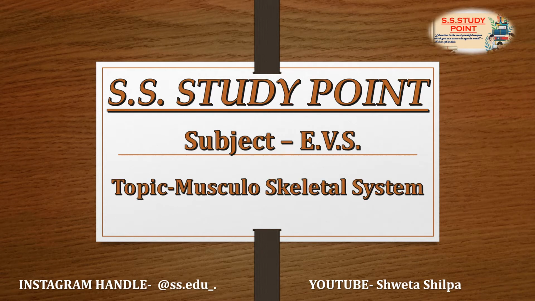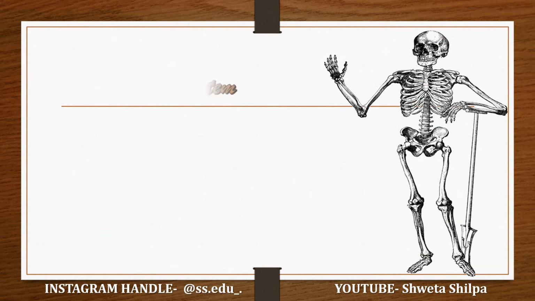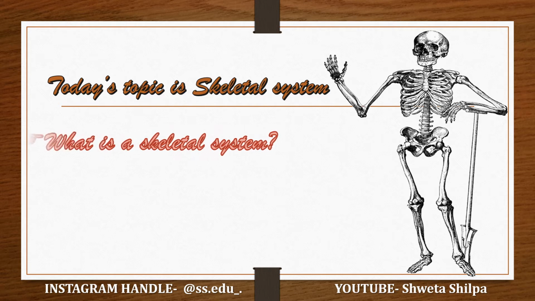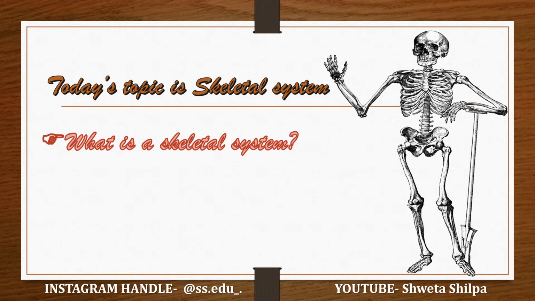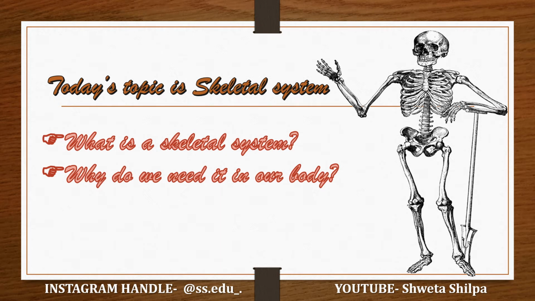The subject for today is EVS. The topic is Musculo Skeletal System. So let's get started to understand this wonderful topic. The first question which comes in our mind is, what is a skeletal system? And why do we need it in our body? So let's understand why the skeletal system is an essential part of our body.